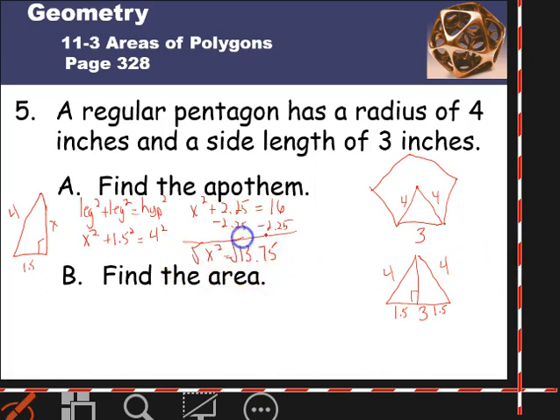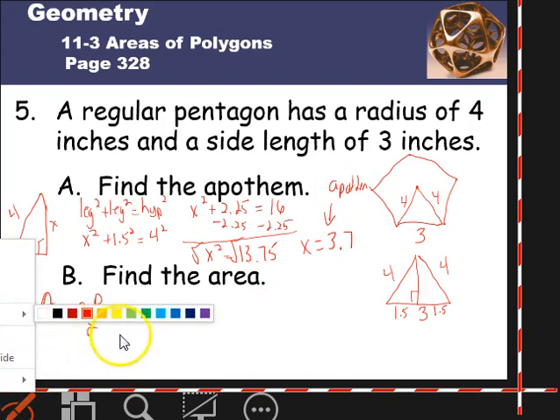And I can take the square root. And I get x is the square root of 13.75, which is 3.7. So now I know my apothem is 3.7. And then my area is the apothem times the perimeter divided by 2. So that's the apothem. To do this, though, I need the perimeter. So let me grab another color, and we'll find the perimeter.